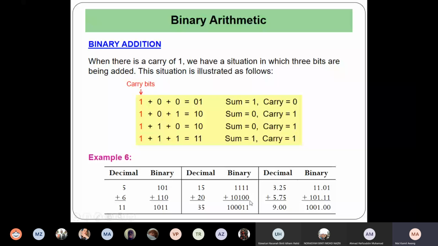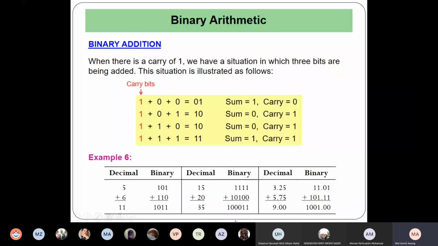Then you add: 1 add 0 is 1, no carry. 1 add 0 is 1, no carry. 1 add 1 is 10. Basically that 0 is the sum with 1 carry. So the carry add 1 add 0 is 0 with 1 carry. So 1 add 1 is 0 with 1 carry. So the answer is 100011. So this is actually 35 in decimal.